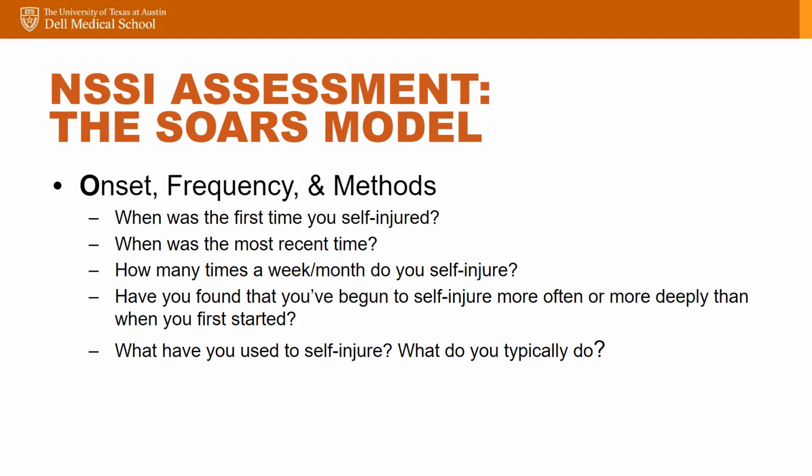So we're looking at a couple of things right here. There's three parts to this part of the model. So the first few questions, we're actually trying to get an estimate of how often this behavior is occurring. So we want to ask, when was the first time that you self-injured? Getting a rough estimate of when that happened. And then asking, when was the most recent time that you self-injured? That can give us a good time frame of how long this has been going on for.